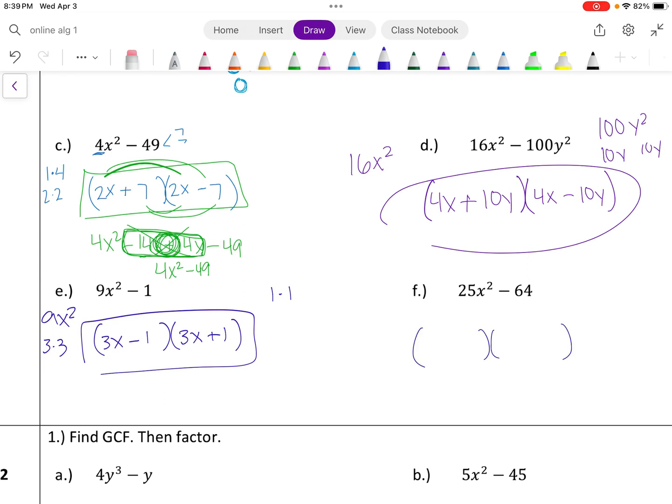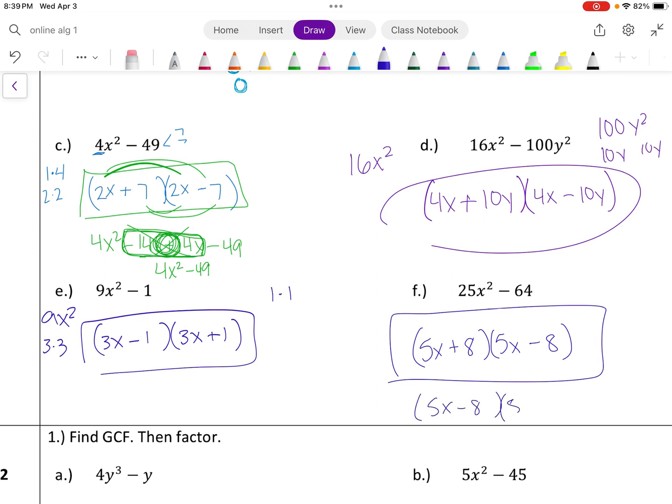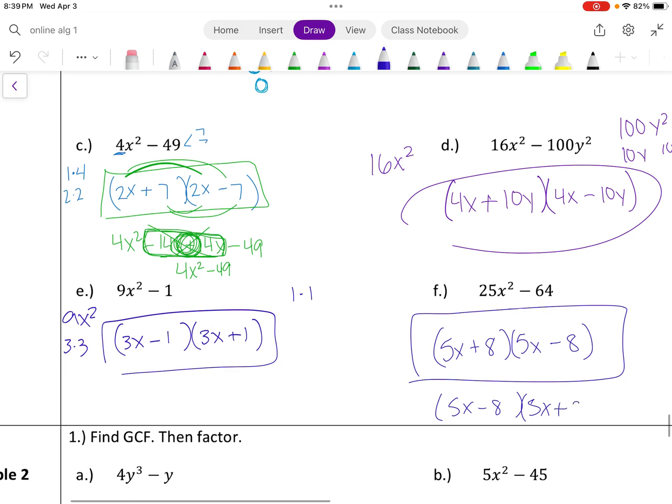Letter F, 25x squared minus 64. I know the square root of 25 is 5. I know the square root of 64 is 8. There we go. I could multiply it out to check, and I know that middle term would be 0. And again, remember, the order doesn't matter. If I had written 5x minus 8 and 5x plus 8, that's the same thing.